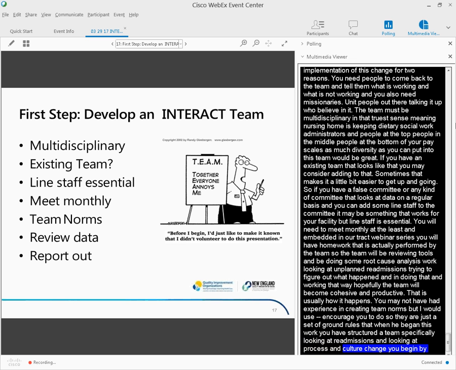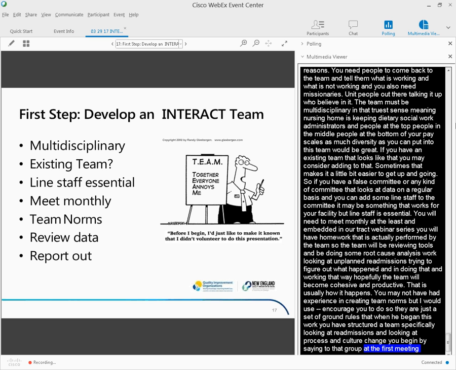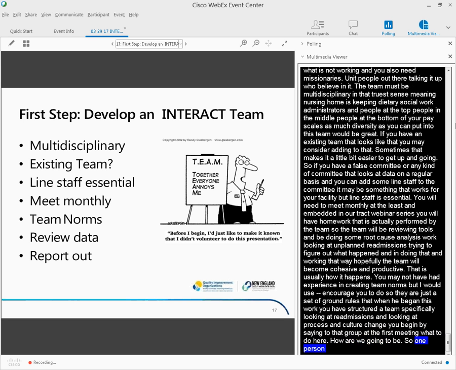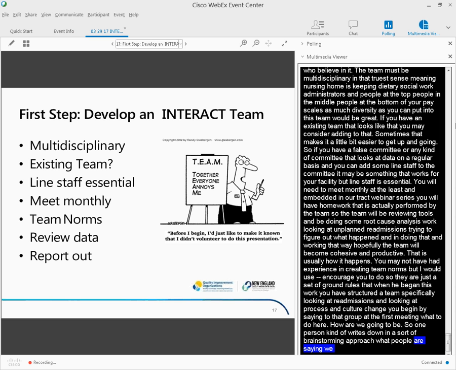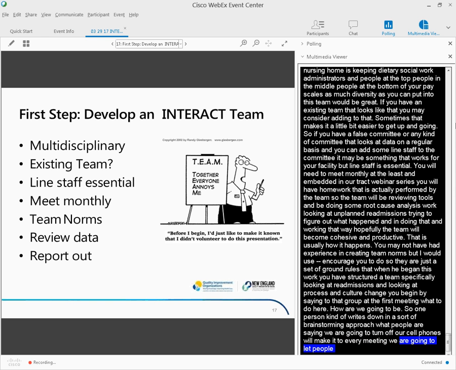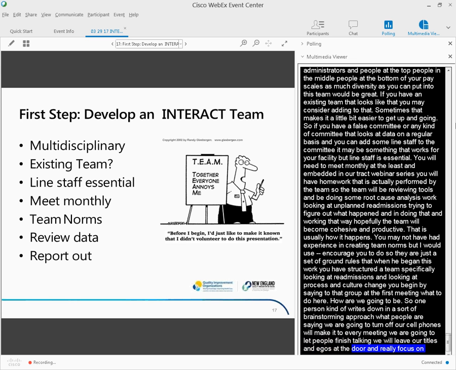So you have one person writing down, a brainstorming approach, what people are saying. Okay, we're going to turn off our cell phones. We're going to try to make it to every meeting. We're going to let people finish talking. We're going to leave our titles and egos at the door and really focus on the problem. Hear what people have to say, what they think will work. And from that, you can sculpt a rule book, if you will, for your team.